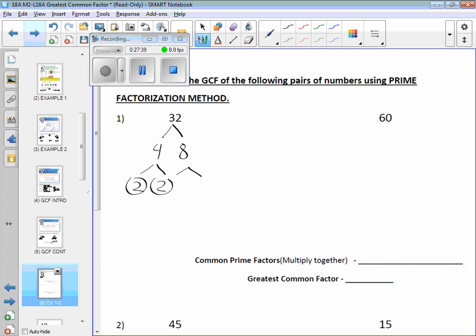Momo, 2 for 8. Be careful, don't add them. 4 times 4 is 16. 4 and 2. Kaylee, 2 for 4. And we're left with a bunch of 2's.